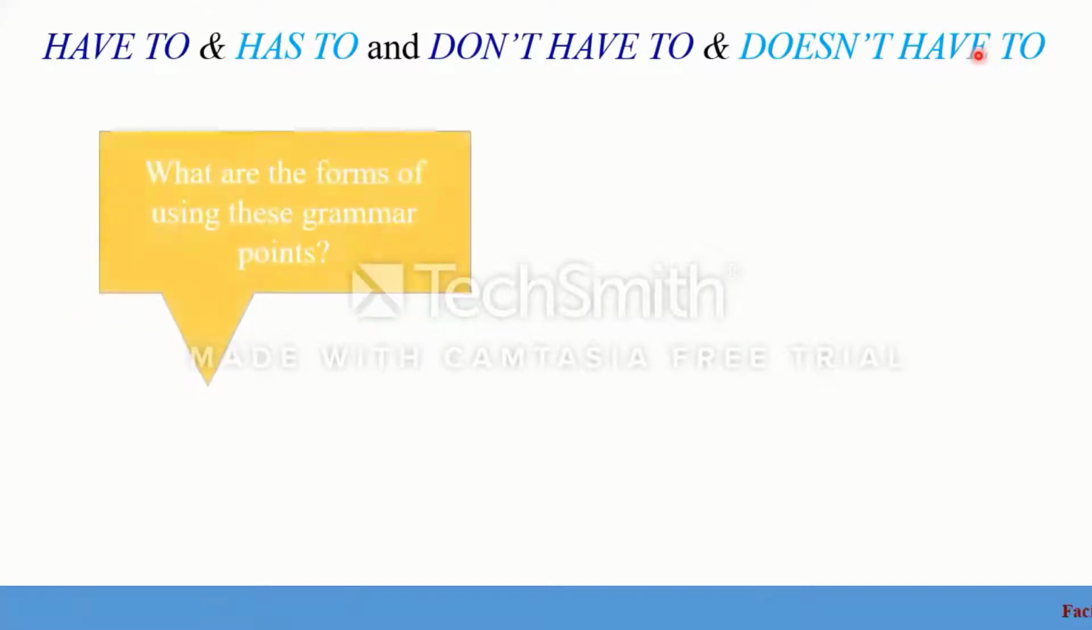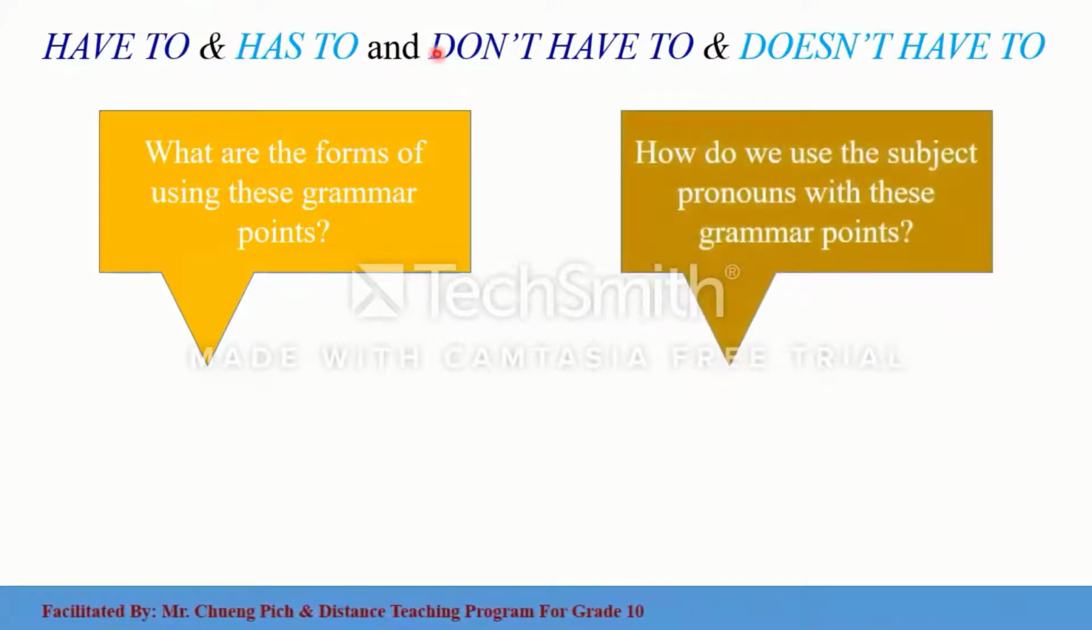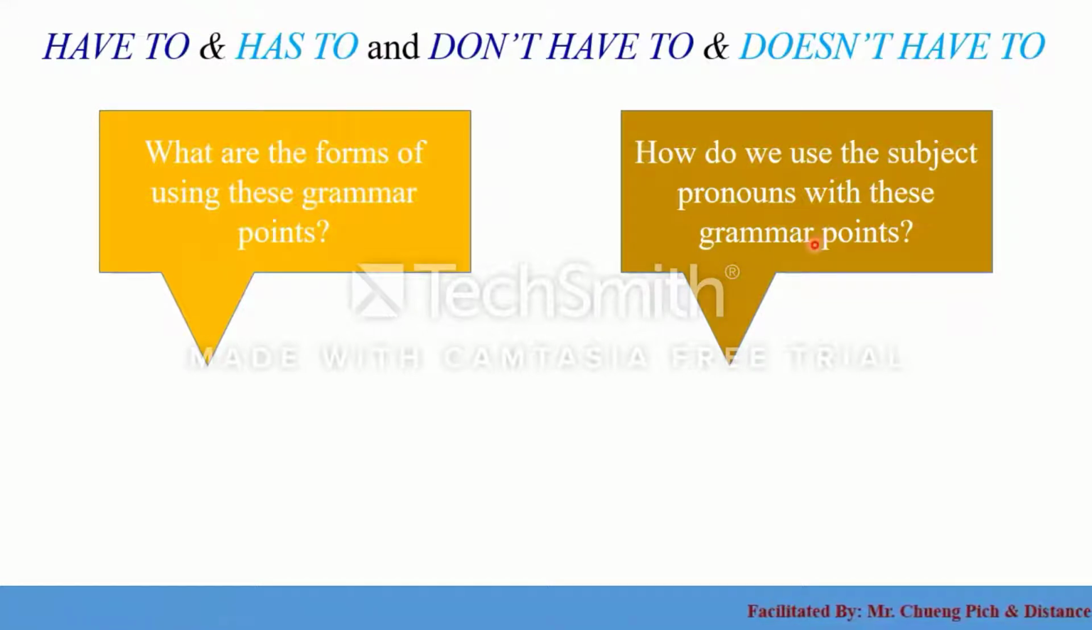So I have a few questions for you. The first question: what are the forms of using these grammar points? You try to think about this question. The second one: how do we use the subject pronouns? Do you still remember subject pronouns in English? I, you, we, they, he, she, it. With this grammar point, how do we use those subject pronouns?